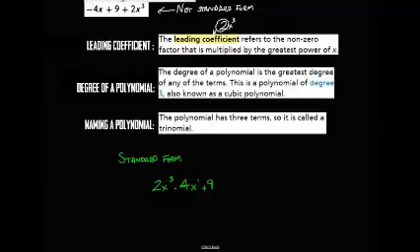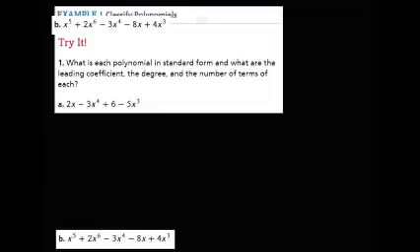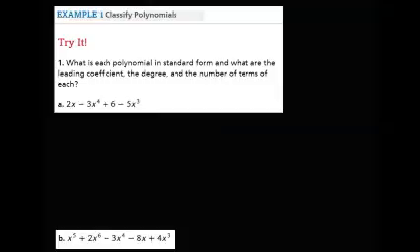All right, so let's actually put this one, and I don't know why there's 2 of these here. Let me unlock that and delete it. What is each polynomial in standard form, and what are the leading coefficient, the degree, and the number of terms of each? So we have 4 steps we have to do here. We have to put it in standard form and then name a lot of things. This should be example 1 in your book on page 62. So let's get right into it.